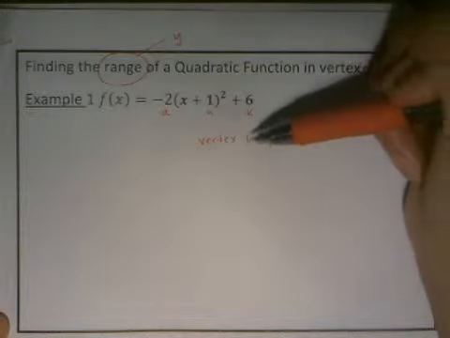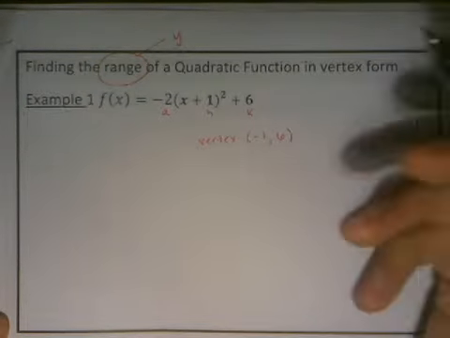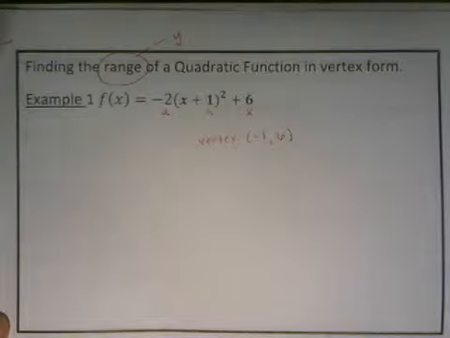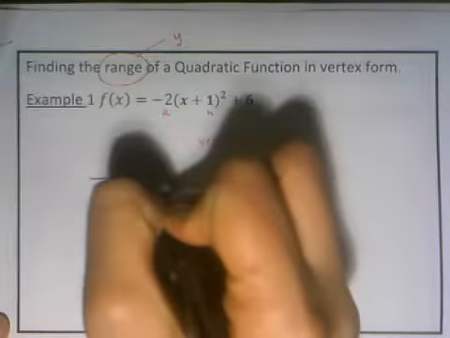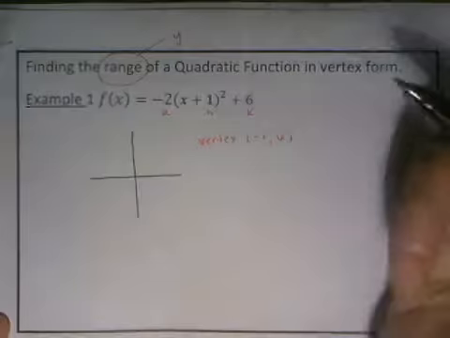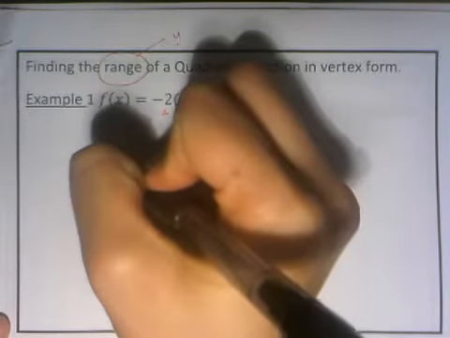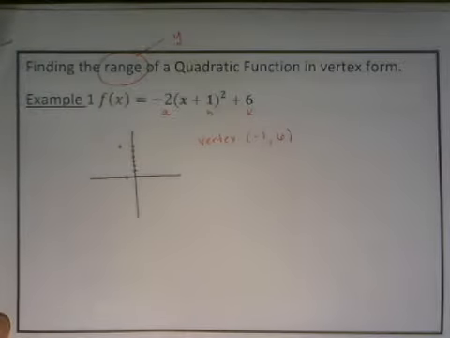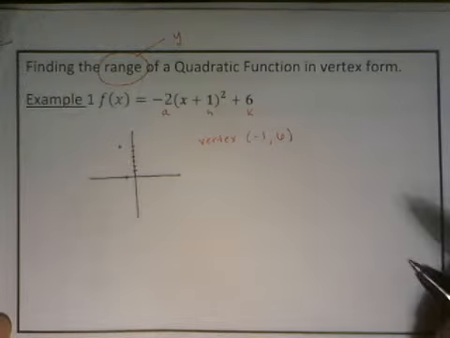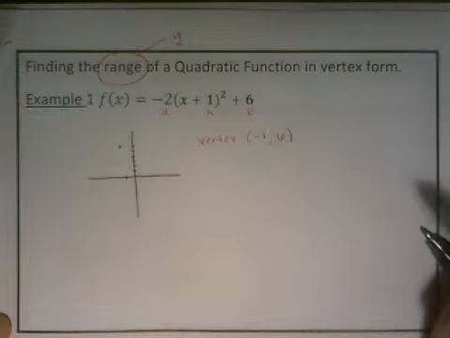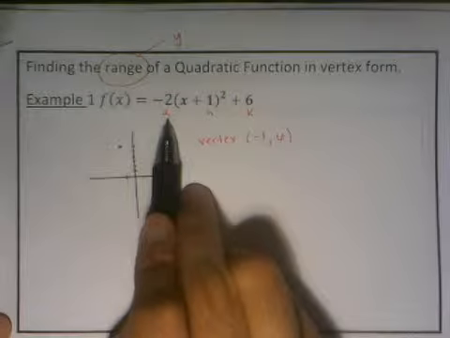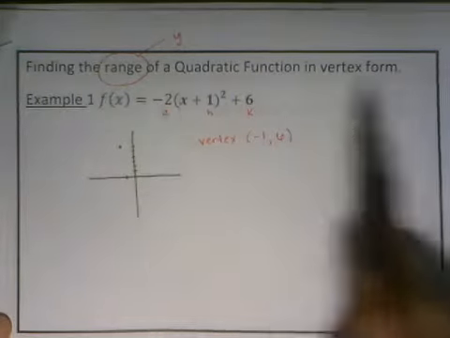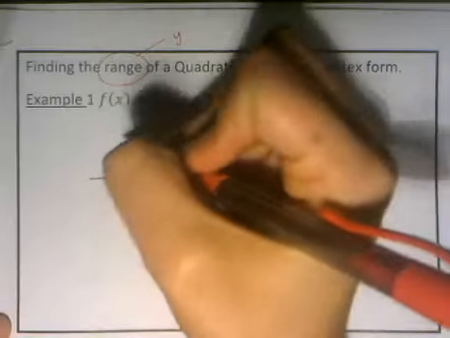So if that's the location of the vertex, I could imagine sketching a graph of this parabola, and my graph would start at that point, -1, and then up 6. However, before I can actually draw the parabola, I still need one more piece of information, which is, is it going to be facing up or facing down? And that information comes from the a value. In this case, a is a negative number, which means that my parabola is going to be facing down.